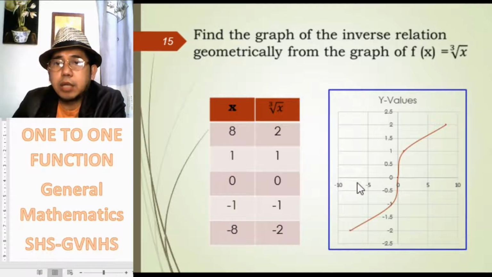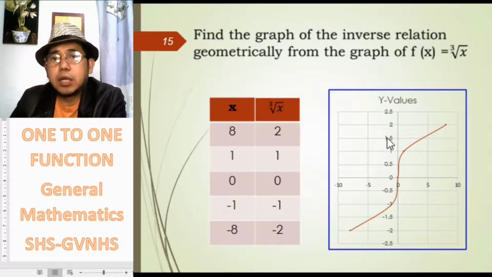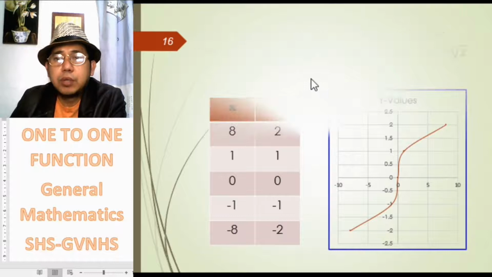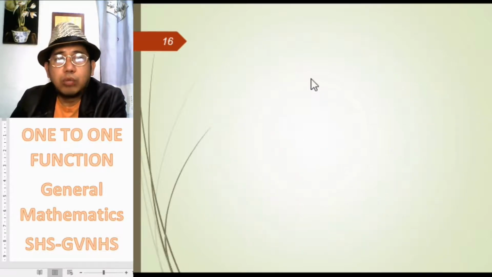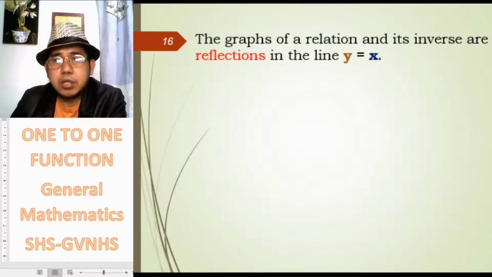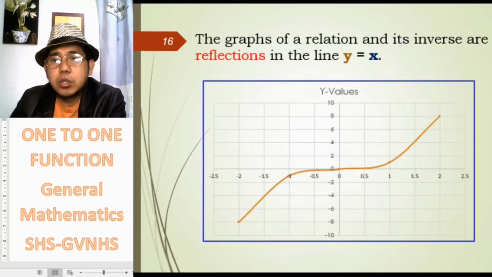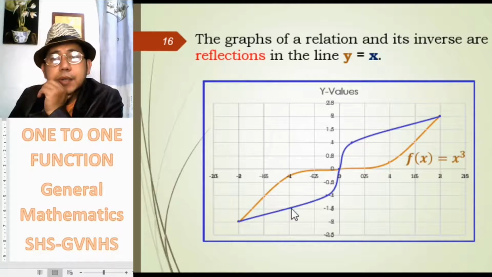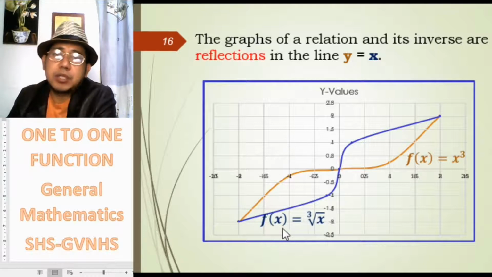Now you notice that when we put this one in a Cartesian plane, it will give you a result like this one. Okay, so this is the graph of my inverse function. What is my inverse function? I have in here f of x is equal to the cube root of x. Where is my original function?